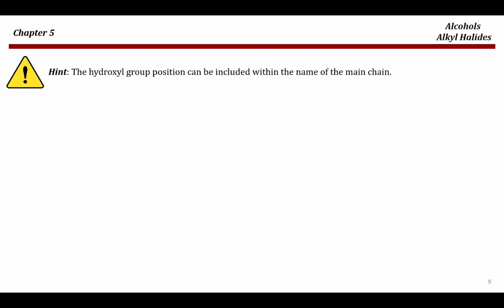The hydroxyl functional group position can be included within the name. So sometimes you will see in books or in exams that instead of naming it as 2-hexanol, we may name it as hexan-2-ol. This is the same. Both are acceptable and both are correct names.